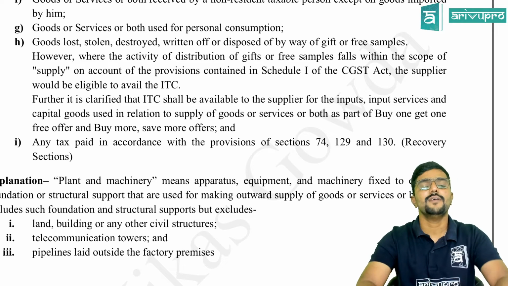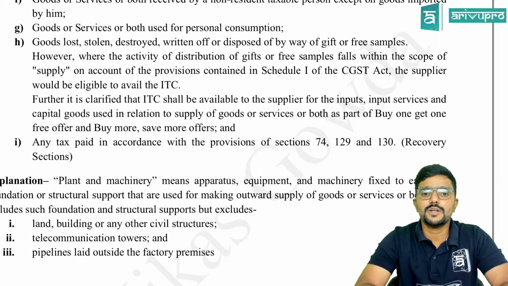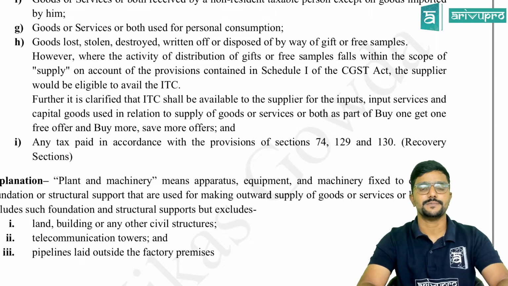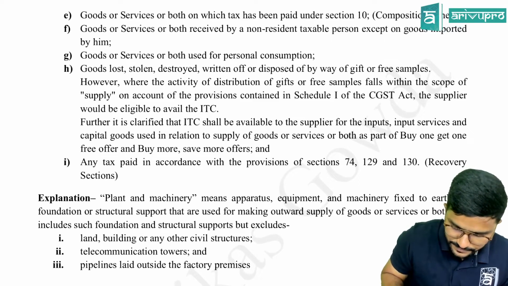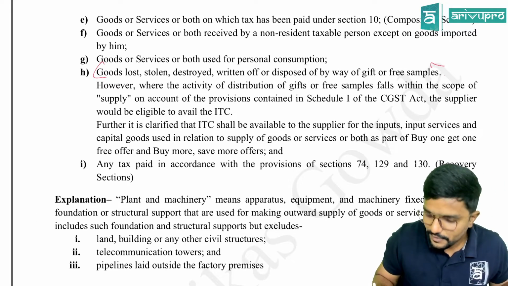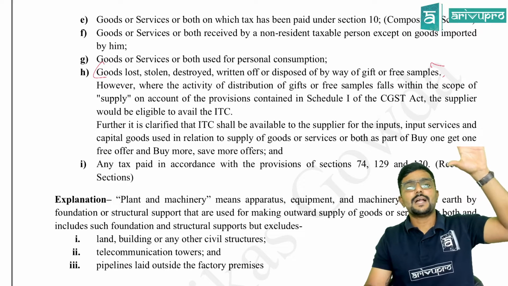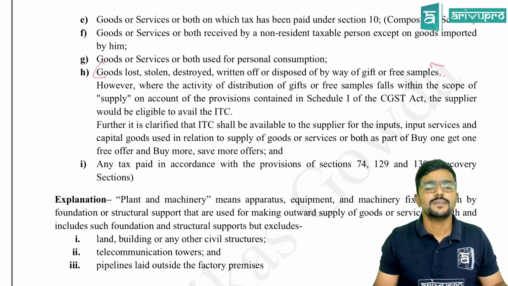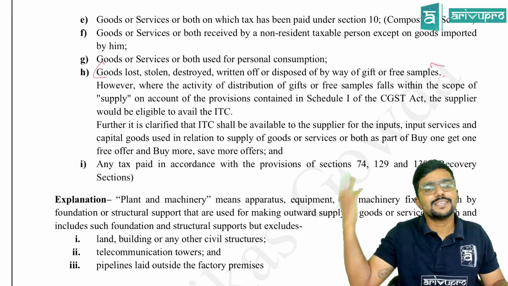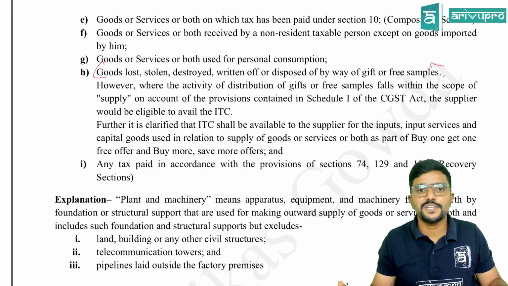But however, where the activity of distribution of gift or free samples falls within the scope of supply on account of provisions contained in Schedule 1 of the CGST Act, the supplier would be eligible to avail ITC. So if any of these, like goods stolen or any of these items, is falling in para 1, 2, 3, 4, especially para 1 of Schedule 1, then that is treated as supply even if there is no consideration on your outward supply.